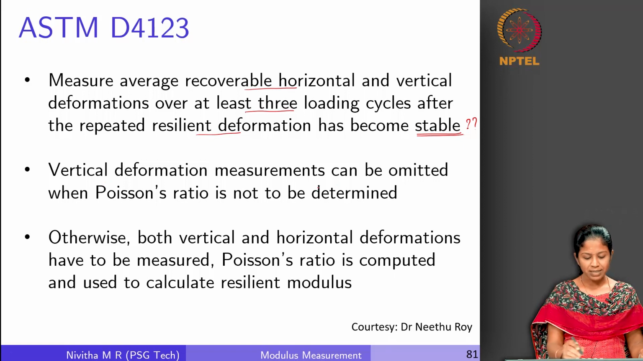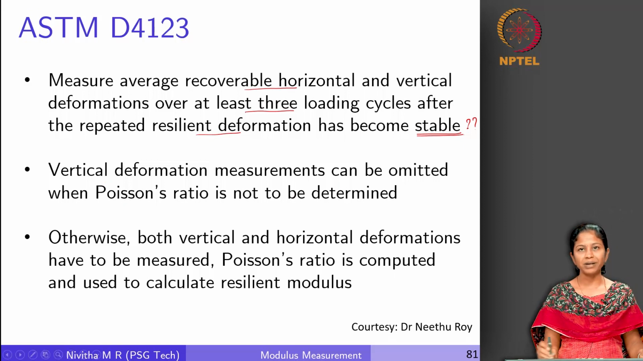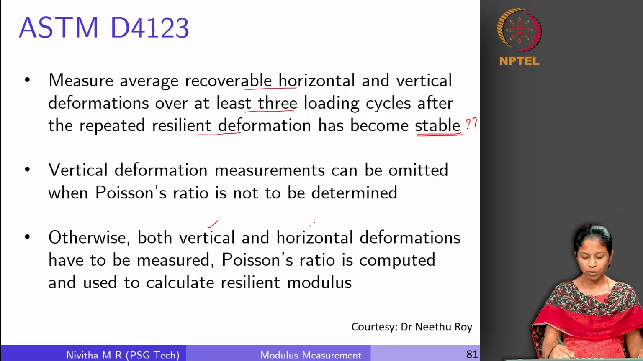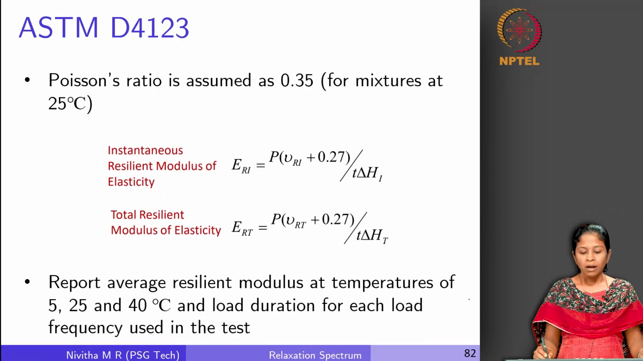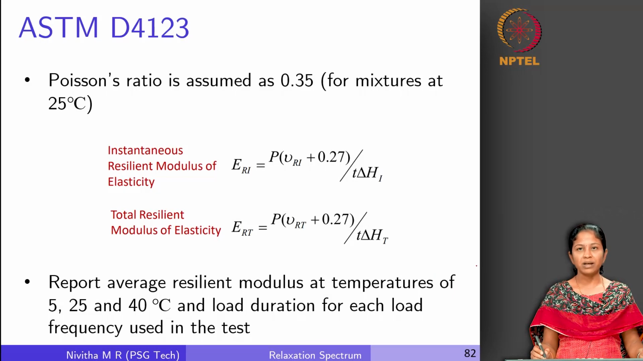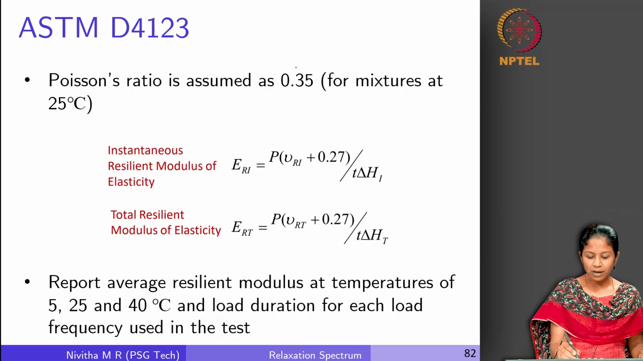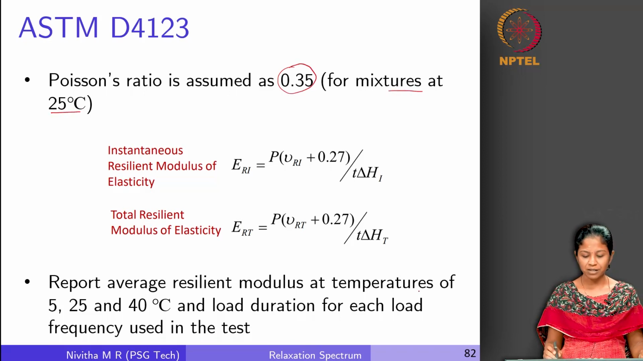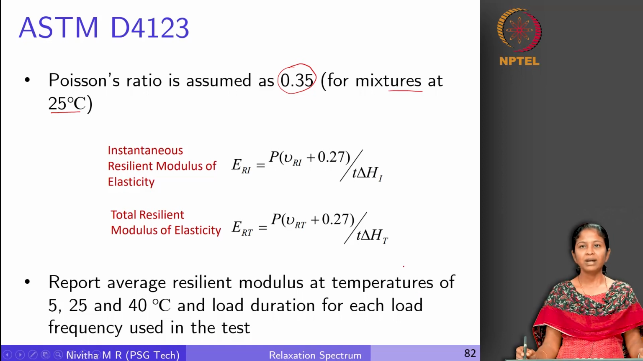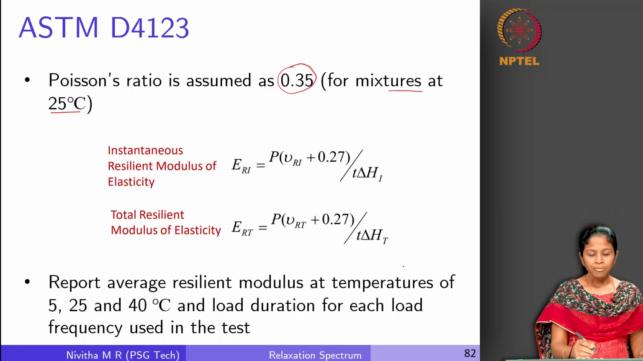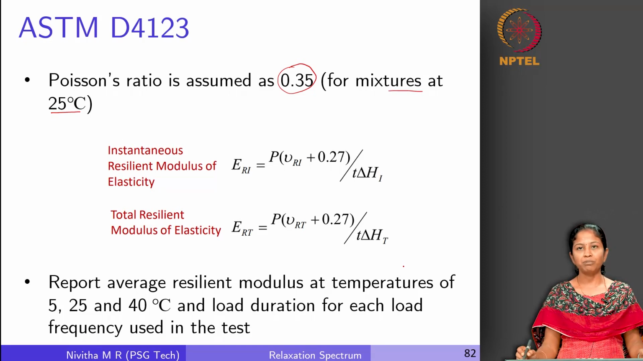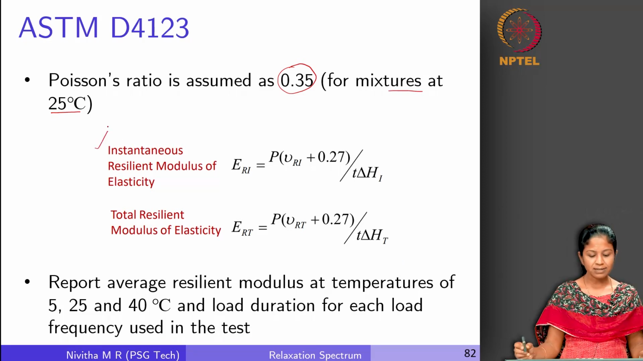Vertical deformation measurements can be omitted if Poisson's ratio is not to be determined, but this codal provision, like I said earlier, has provisions to measure both vertical and horizontal deformations, and if required, Poisson's ratio can be computed. If you do not want to measure Poisson's ratio and assume as suggested in IRC 37, you can assume a Poisson's ratio of 0.35. It is for bituminous mixtures at 25 degrees Celsius, right. So, using this Poisson's ratio, let us see how to compute the resilient modulus. There are two resilient modulus values that we would be computing. One is an instantaneous resilient modulus and the other one is total resilient modulus.